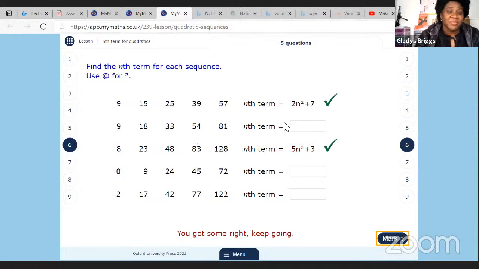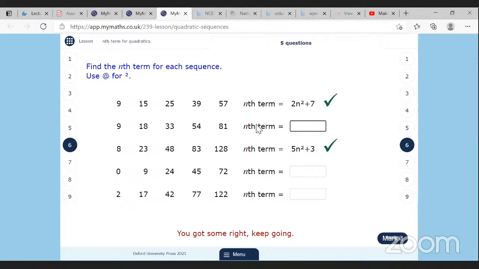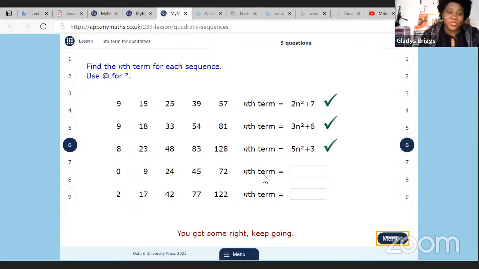What did you get for this one, Reem? Question 2. One second. 3n squared plus 6. Good. So you can do it. So finish them off now. Finish them off. Oh my goodness.